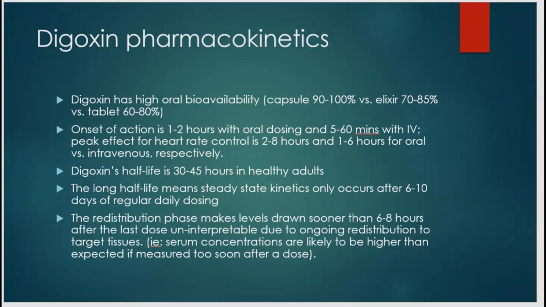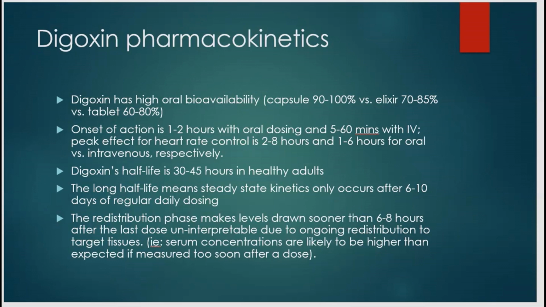The onset of action is about 1 to 2 hours when you give it orally, and about 5 to 60 minutes when given intravenously. And we usually do intravenous digoxin in acute cases when we're trying to control a patient's atrial fibrillation. We've tried everything else and we're unable to use other medications, so we will in this case give a loading dose of digoxin in the form of intravenous administration. The peak effect for heart rate control takes about 2 to 8 hours, and if given orally, it will be about 1 to 6 hours.